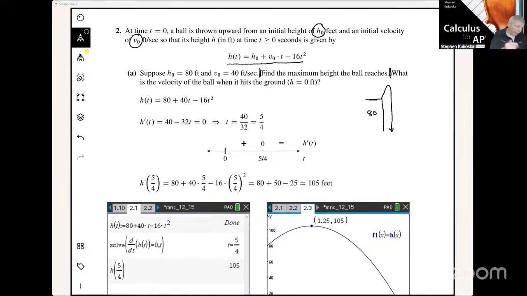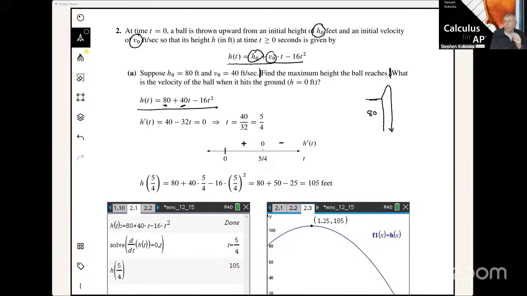Well, first thing I'm going to do is substitute in for v sub 0 and h sub 0. I know h sub 0 is 80. I know v sub 0 is 40. There's my expression for h of t. So how do I find its maximum height? Well, I have to find the derivative and set that equal to 0.